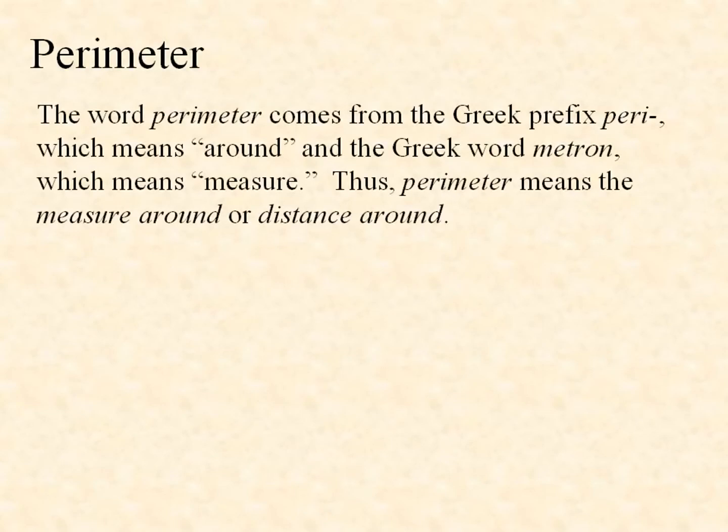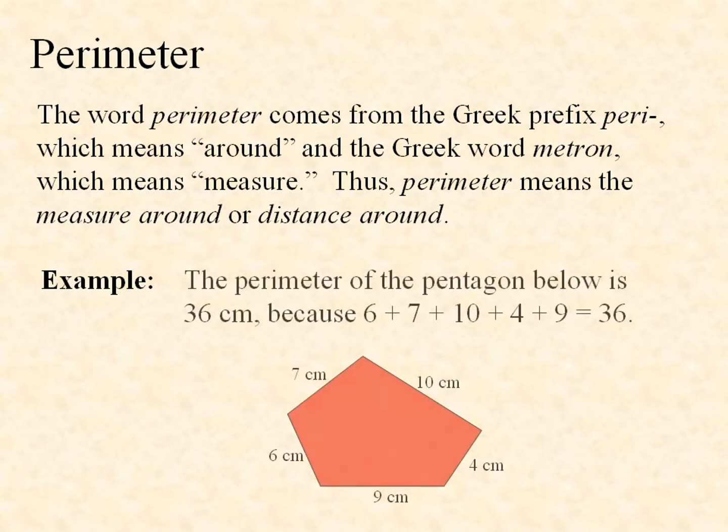The word perimeter comes from the Greek prefix peri, which means around, and the Greek word metron, which means measure. Thus, perimeter means the measure around or distance around. For example, the perimeter of the pentagon below is 36 centimeters because 6 plus 7 plus 10 plus 4 plus 9 is equal to 36, and the units, of course, are centimeters.